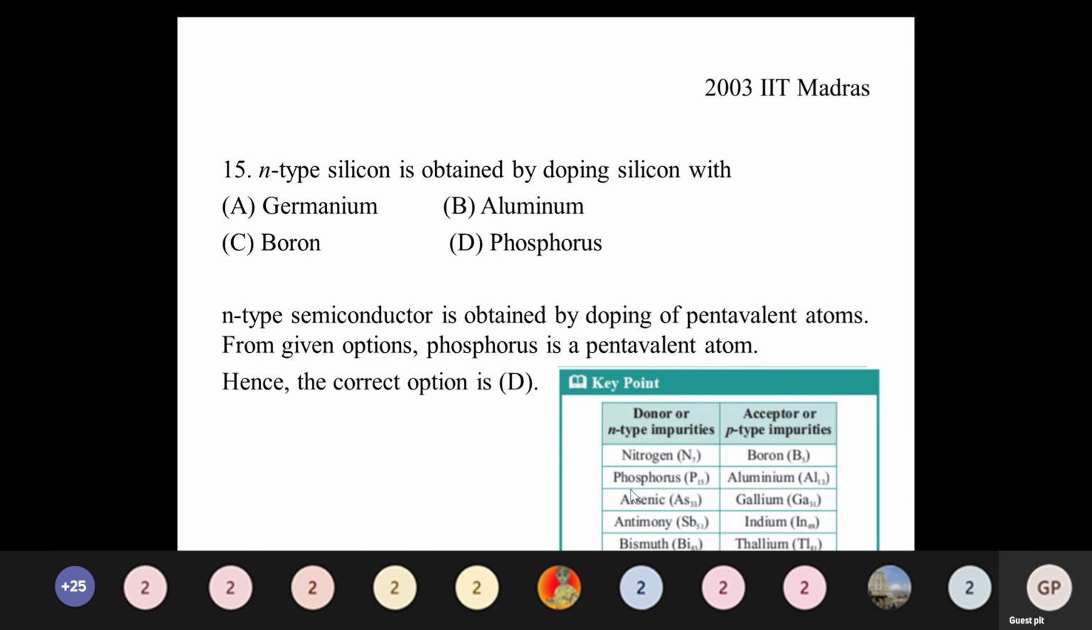This table, what does it mean? This table shows the donor, that is N-type impurities, and the P-type impurities. That one we have to know thoroughly. The N-type impurities are nitrogen, phosphorus, arsenic, antimony, bismuth. All of these are donor impurities, that is donor atoms. Similarly, P-type impurities are boron, aluminium, gallium, indium, and thallium. All of these are acceptor atoms, so these are P-type impurities.